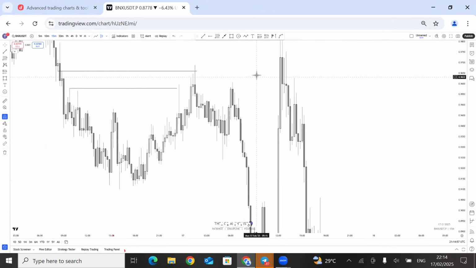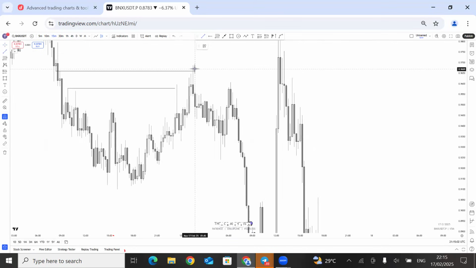We had to sell, but now there's another confirmation. I'll also do a video on this. After price came into your POI and starts going down, you don't enter yet. Wait for a break of structure to the downside. That's an added confirmation to your entries.